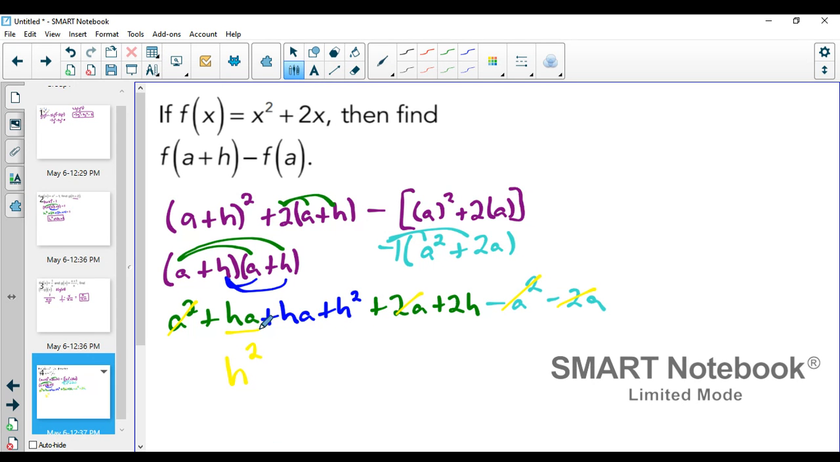And then we have ha plus ha, which becomes 2ha. And then the only thing we haven't done anything with is this plus 2h. So that is our final step right there. So our final answer is h squared plus 2ha plus 2h. If you have any more questions, just let me know.